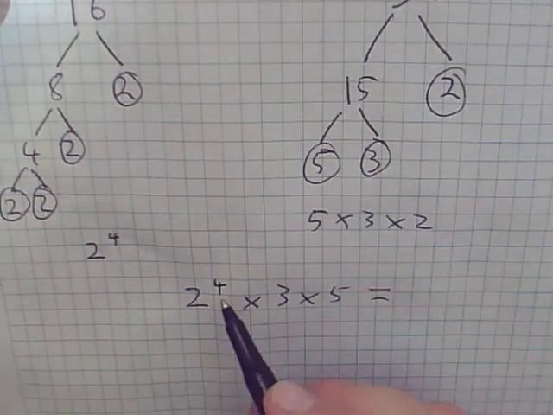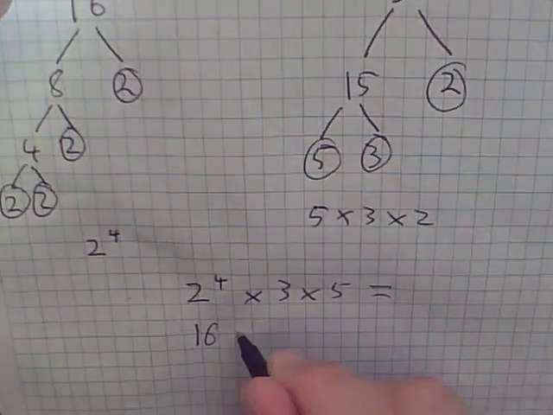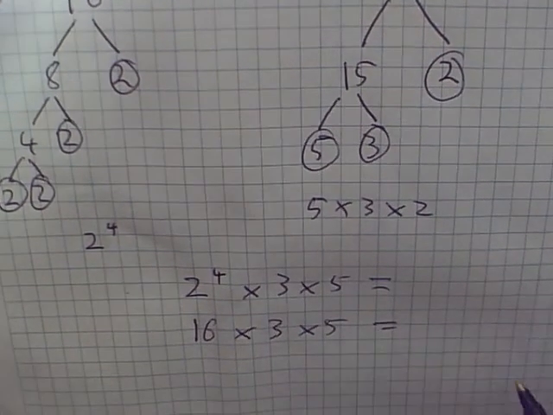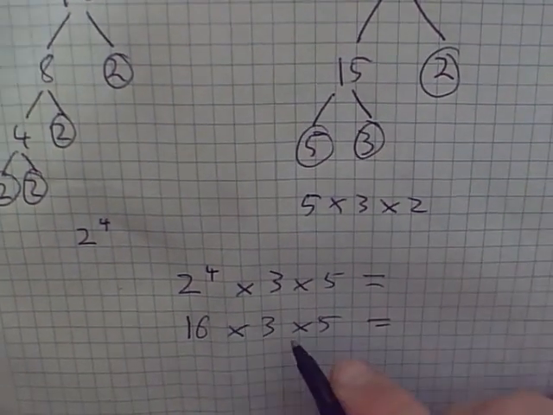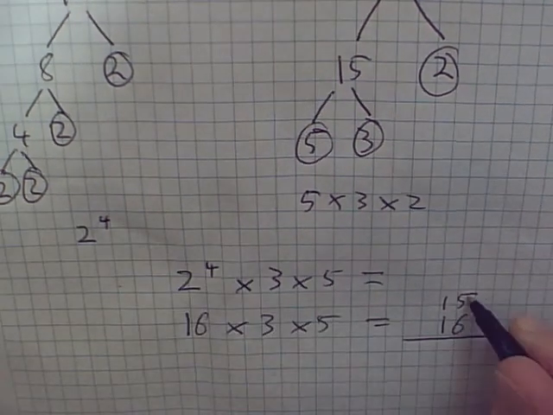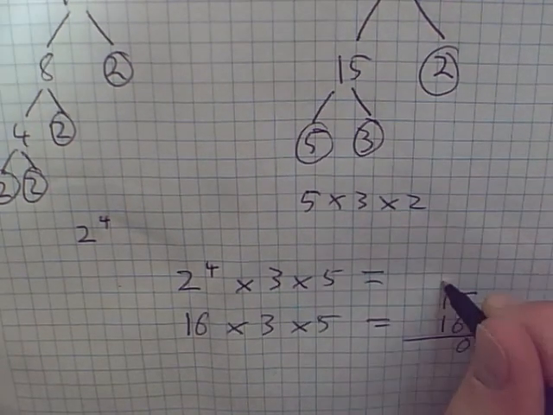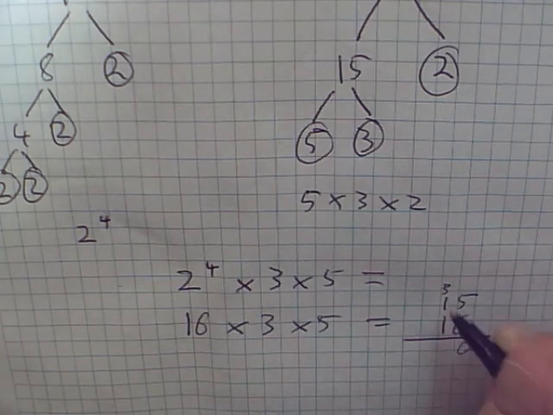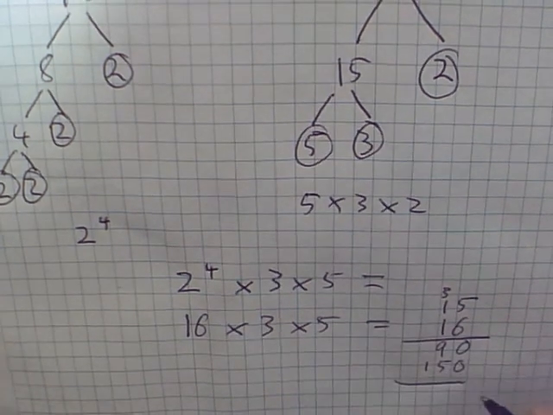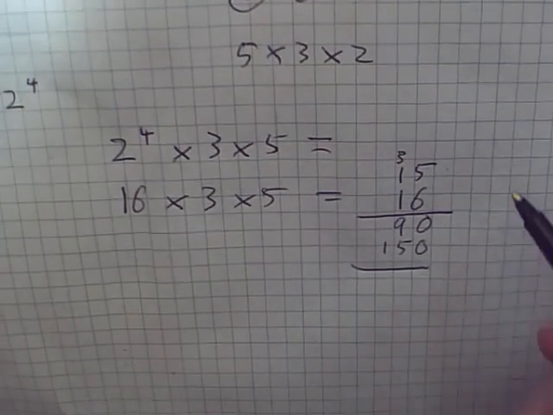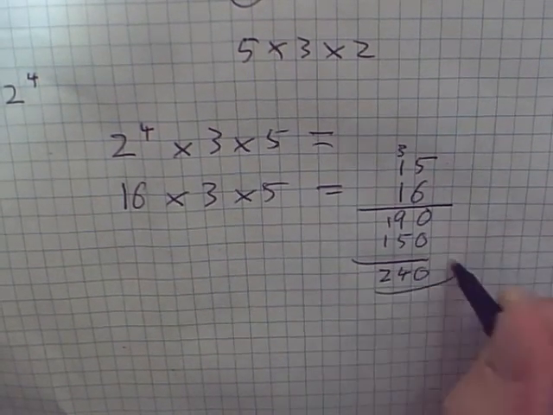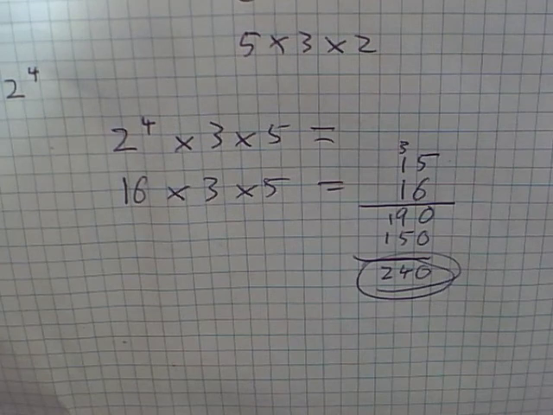So 2 to the power of 4 is 16, times 3, times 5. 3 times 5 is 15, so you could do this on a non-calculator paper. 6 times 5 is 30, 6 times 4 is 24, plus 3 is 27... and work out my answer there. So that's 0 there, 4 carry the 1, 240. That's what we said was our lowest common multiple.